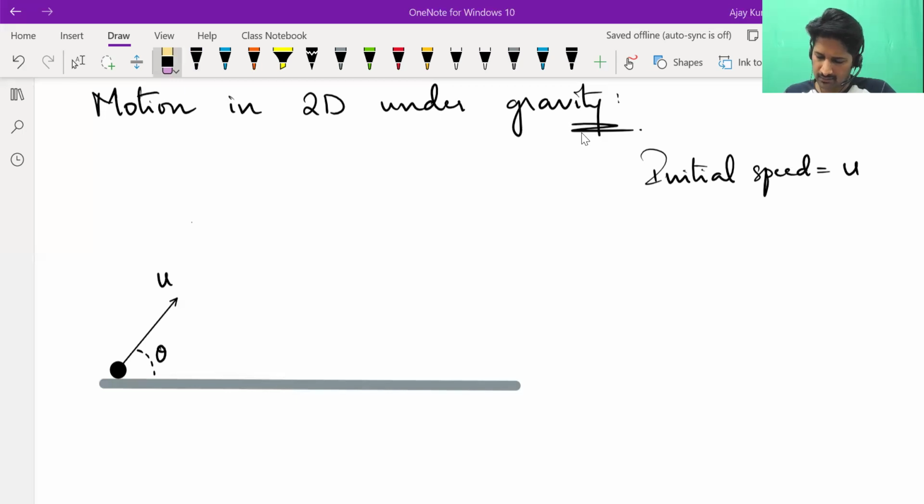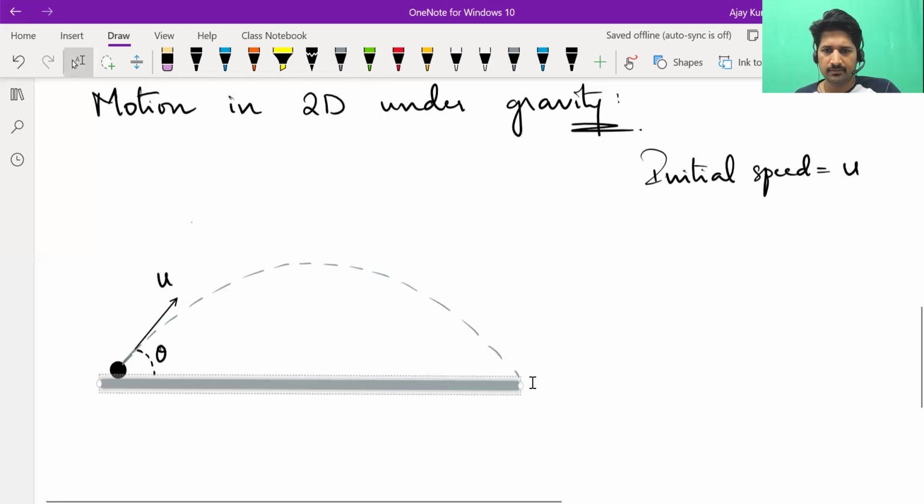Tell me, if we project a ball like this at an angle, what happens to it? It moves to a certain height and falls down. Okay, it rises up to a certain height and then falls, correct? What kind of path does it follow? Straight line or curve? Curved path, right? So it will go somewhat like this. It will reach a certain maximum height and then fall back to the ground.